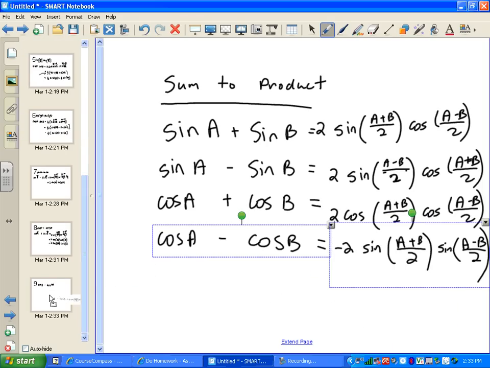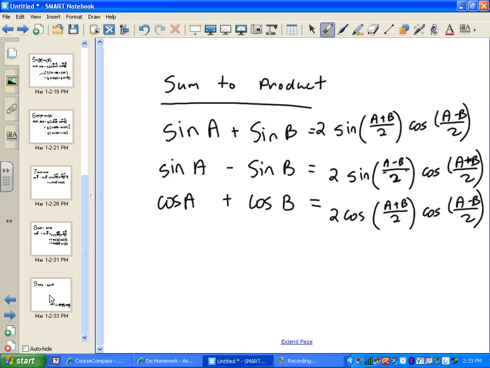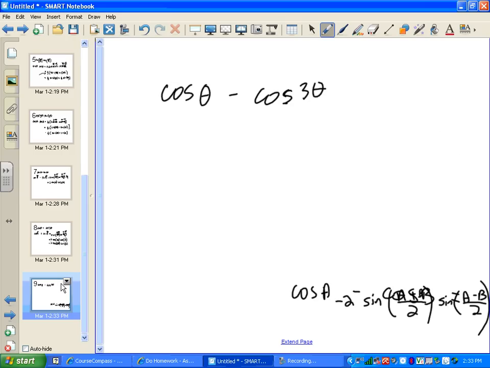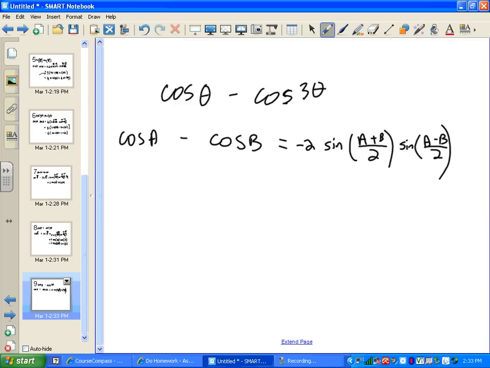Let me paste it over here. Oh, it like moved it. Oh well. Okay, so we got the cosine of A minus B. All right, so that's what we've got there now. All right, so notice the A is just theta and the B is 3 theta. So we're going to put in here theta plus 3 theta for A plus B, and then theta minus 3 theta. Okay, now let's evaluate this.